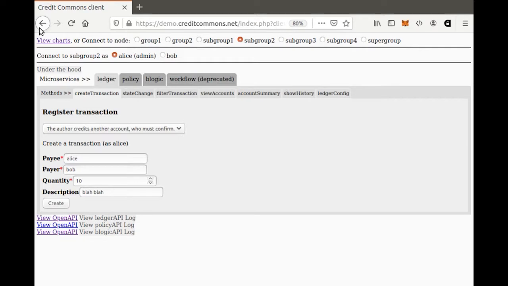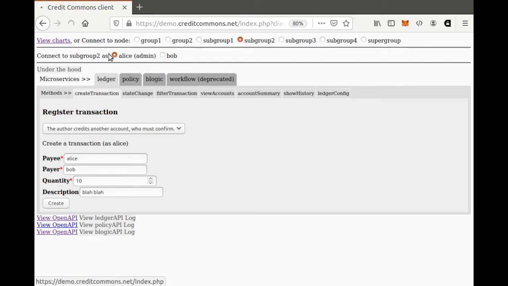So first of all, I want to say that the Credit Commons is an accounting protocol, and what you're looking at is a reference implementation of that protocol, similar to the way in which the release of the Bitcoin reference was a demonstration of the Bitcoin protocol. So this video is just to show you what the reference implementation does, and you'll get a feel for what the Credit Commons does as a result.